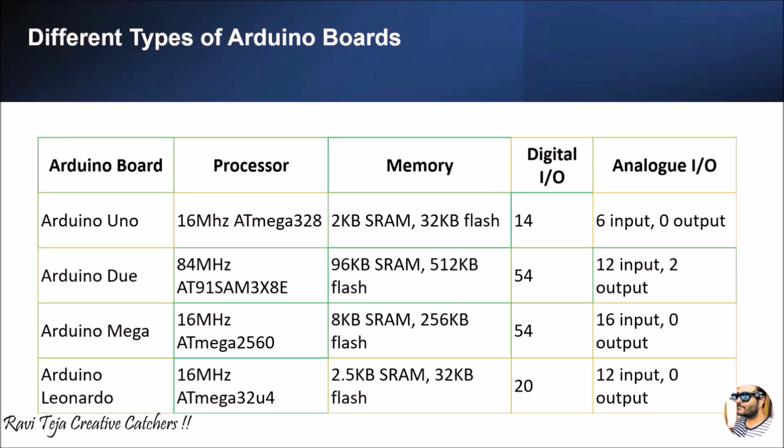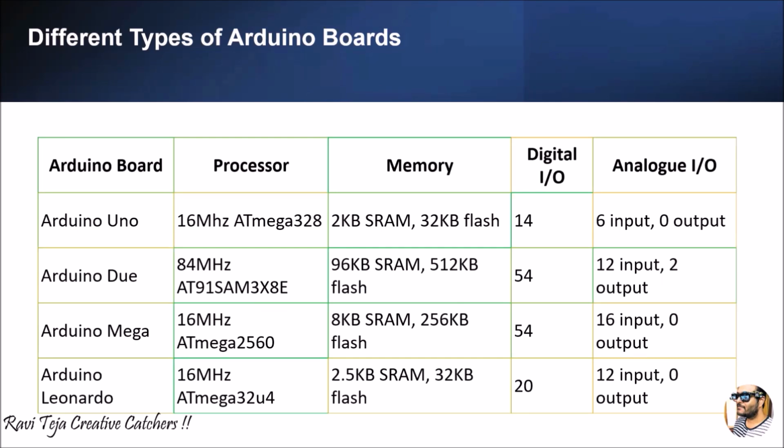Okay. Coming to Arduino Due, we have 84 megahertz frequency. It comes with an AT91SAM3X8E type of controller. It will have a 96 KB SRAM as well as 512 KB flash. It comes with 54 digital I/O pins as well as 12 analog pins and 2 outputs.